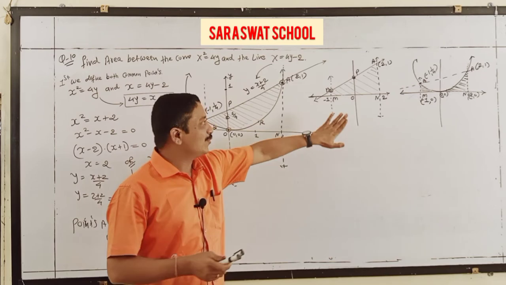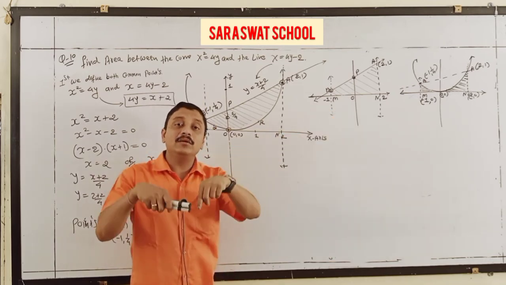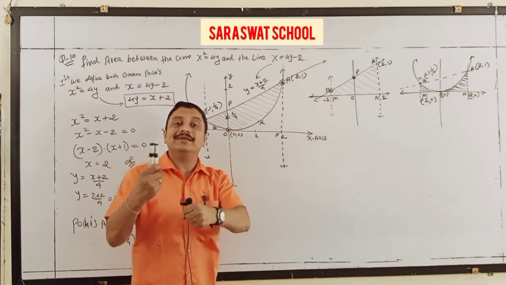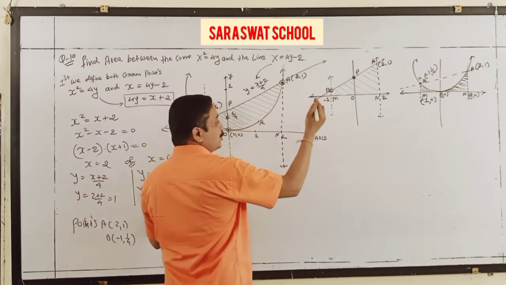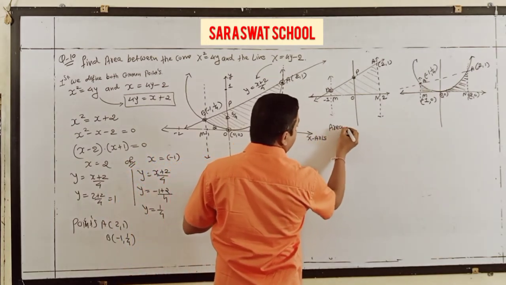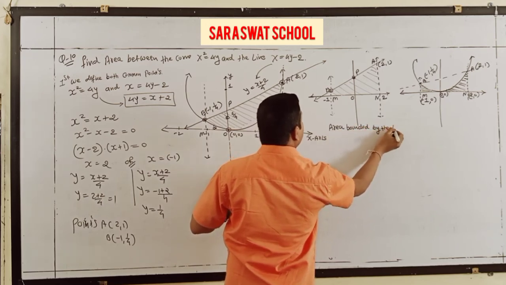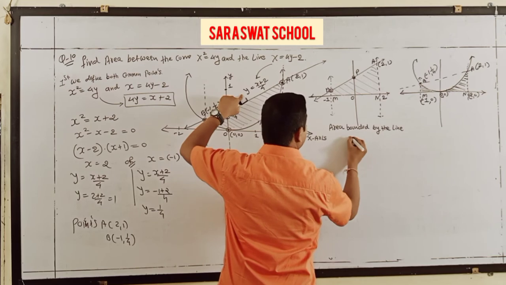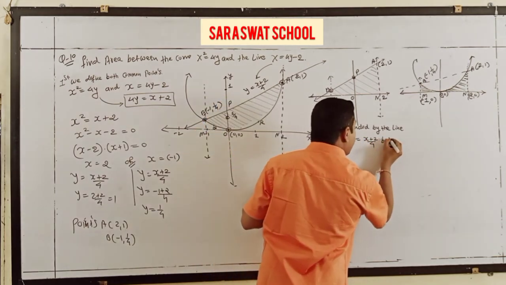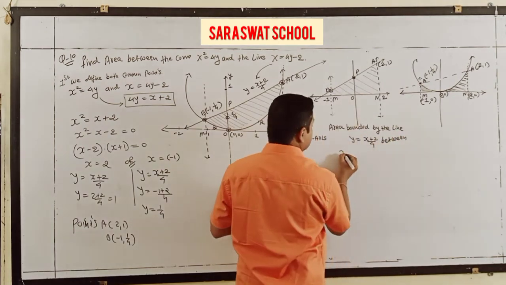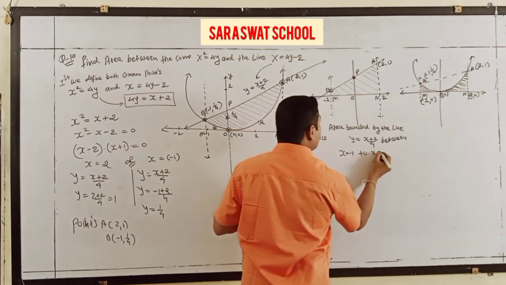So very easy. I calculate line-wise first, after that parabola-wise. Either you directly calculate parabola minus line, the same comes. I go to separate integral solutions. So here I go to the area bounded by the line. What is your line? y is equal to (x + 2)/4, between x = -1 and x = 2.